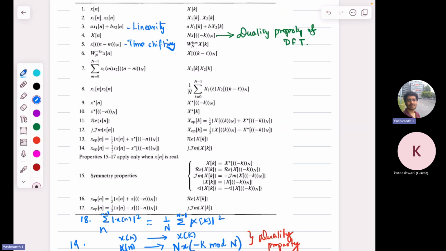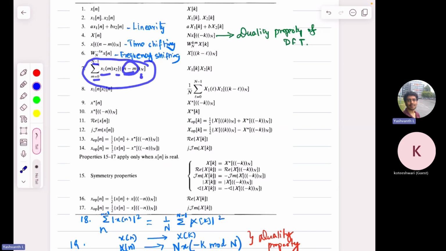The next, sixth, property is the frequency shifting property. That is, if you modulate a time domain signal using a phase shifter, then its corresponding frequency domain will shift by the same amount l, but modulo N, where N is the number of samples. This is called the frequency shifting property. And the seventh property: summation over m equal to 0 to N minus 1 of x1 of m x2 of (n minus m) modulo N. Its corresponding DFT will be the product of X1 and X2. This is nothing but the convolution property of your DFT.